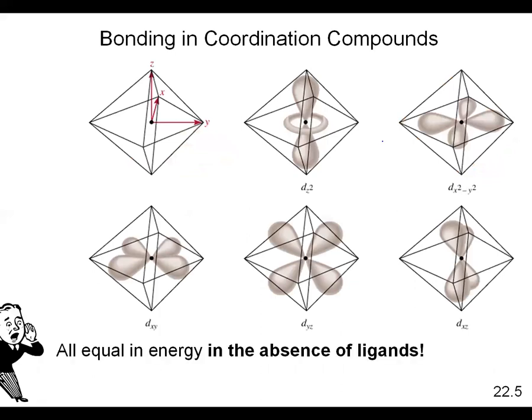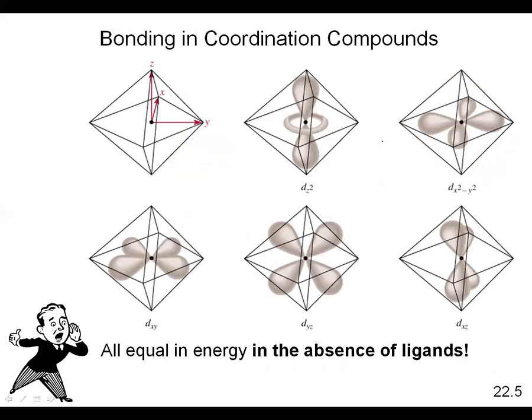Now, when we talk about our d electrons or our d orbitals, and usually that is what we're talking about when we talk about complex ions, a lot of those are transition metals.